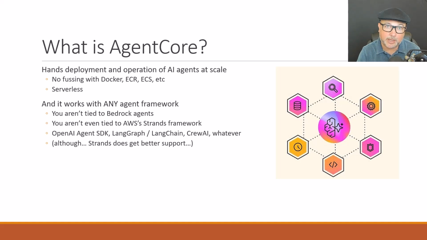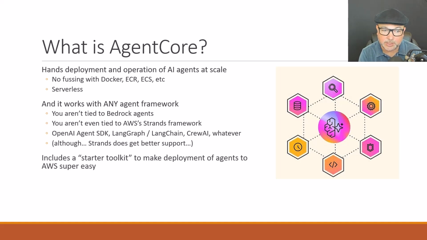So if you want to develop an application using OpenAI's Agents SDK, or LangGraph or LangChain, or Crew AI, or whatever you want, that's a possibility. Now, I will say that if you use AWS's Strands Agent SDK, that does seem to get a little bit more support in terms of the examples and documentation that they give you. However, you don't have to use it. So that's pretty cool if you ask me. It gives you that flexibility to use whatever underlying AI technology you want. And you can deploy that to Amazon services easily using AgentCore.